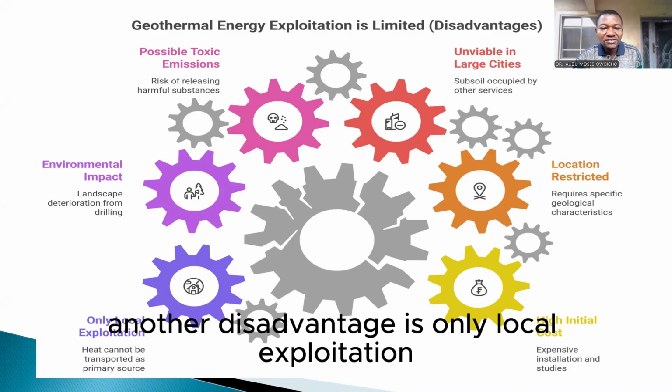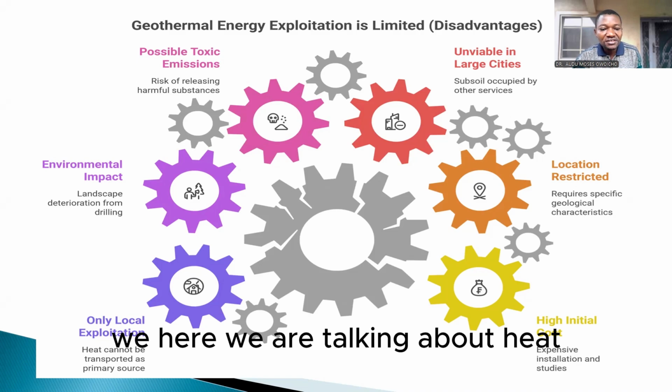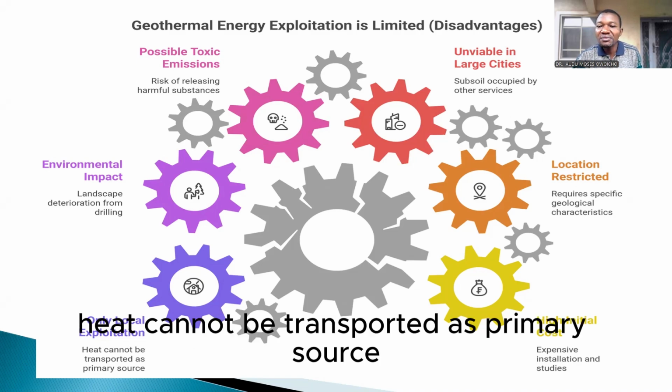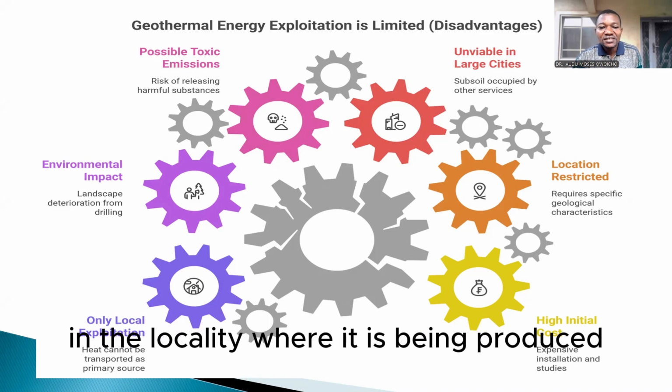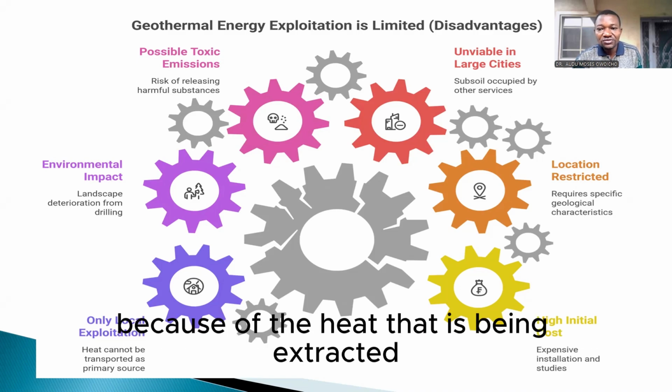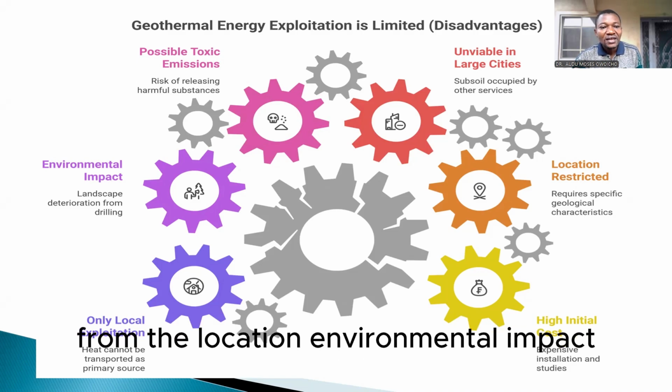Another disadvantage is only local exploitation. Here we are talking about heat. Heat cannot be transported as primary source. So geothermal energy is mostly exploited in the locality where it is being produced because of the heat that is being extracted from the location.